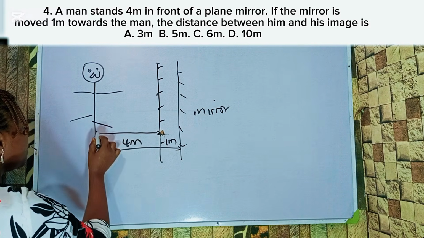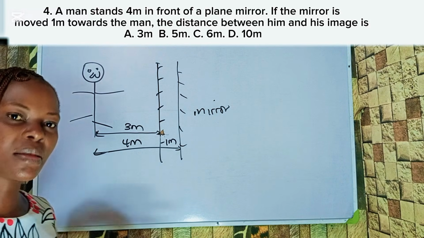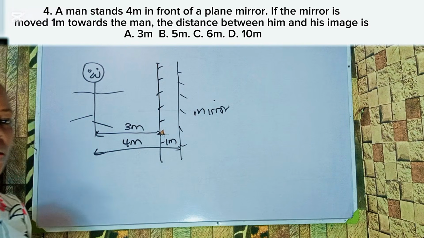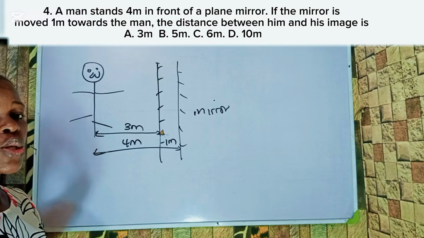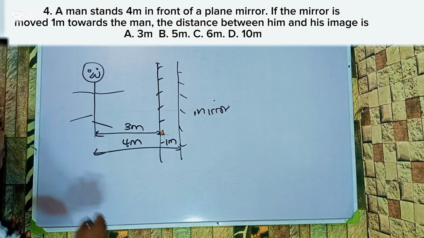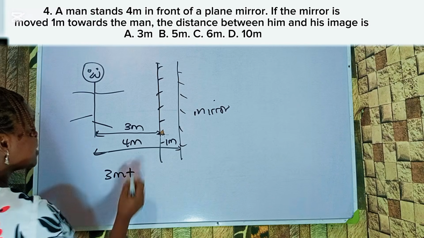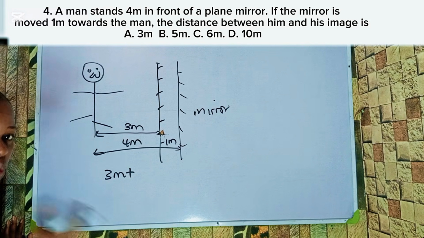So if the mirror is moved 1 meter towards the man, that means the distance we have now is no longer 4, it's going to be what? 3 meters. Okay, now what is the distance between the man and his image in the mirror? All right, so the distance of the man in the mirror is 3 meters, because that is his what? His own image in the mirror. So that means the distance from this man from here to here is 3 meters, plus the distance of him in the mirror is still the same as the size of the object, right?